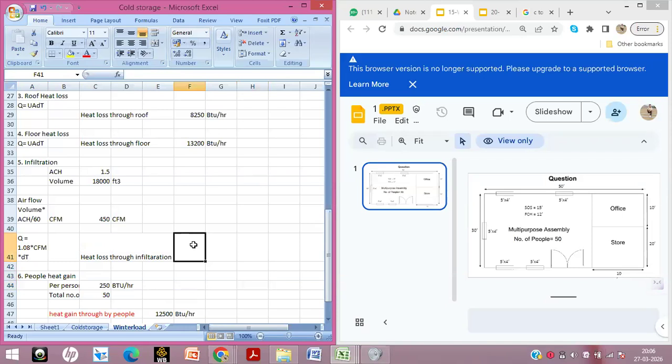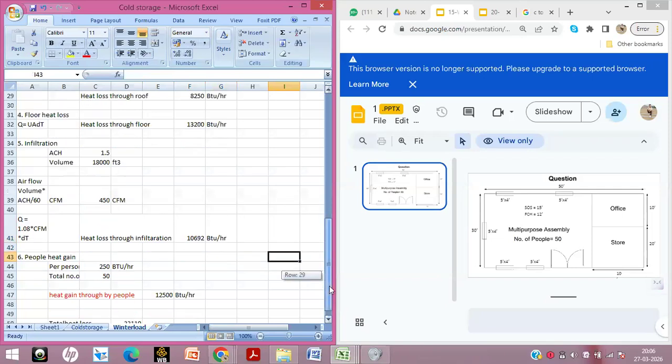So that equals 1.08 times CFM, which is 450, times delta t, which will be like 22. So this much BTU per hour.